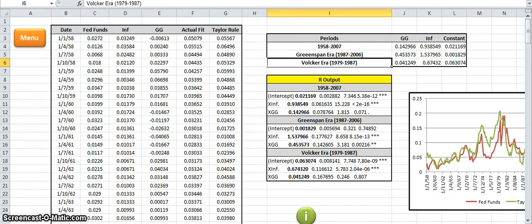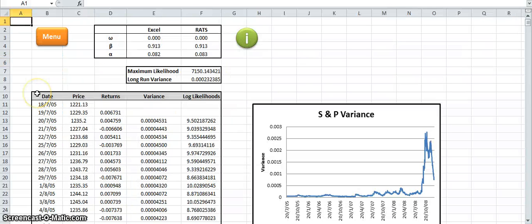So we move on to GARCH. GARCH is a measure of variance. So we took the prices from the S&P 500 from 2005 to 2008, and then we got the returns of these prices, and then we calculated the variance.